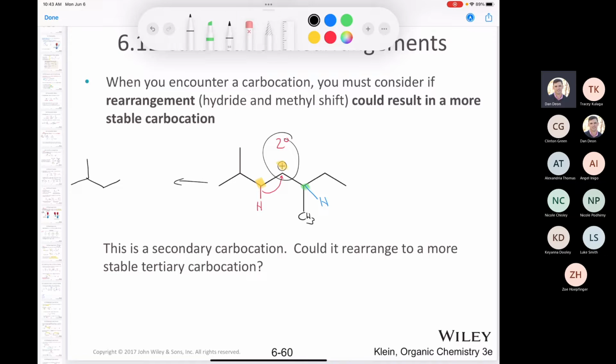Now this carbon has 4 groups attached to it, so it's sp3 hybridized, and you've got the methyl and you didn't touch any of this. So now this carbon is the one that's electron deficient. It lost a pair of electrons, and so it's a carbocation. This is a secondary carbocation.